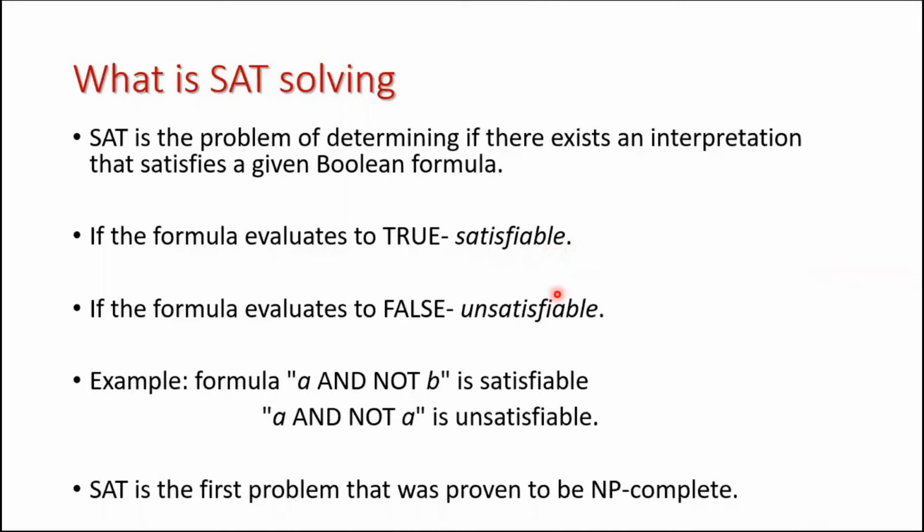On the other hand, if no such assignment exists, the function expressed by the formula is false for all possible variable assignments, and the formula is unsatisfiable. For example, the formula A and not B is satisfiable because one can find the values A equal to true and B equal to false, which makes A and not B equal to true. In contrast, A and not A is unsatisfiable. That is the first problem that was proven to be NP complete.